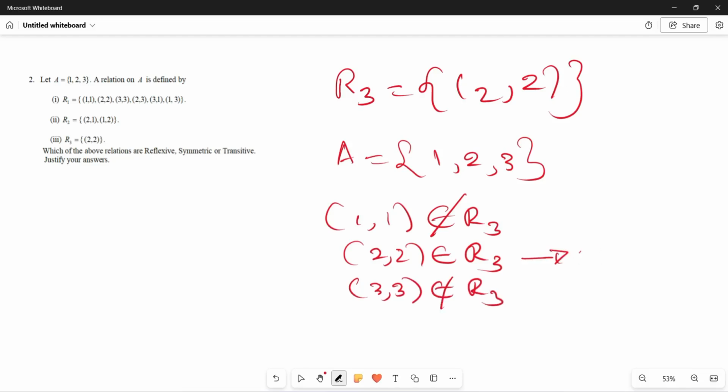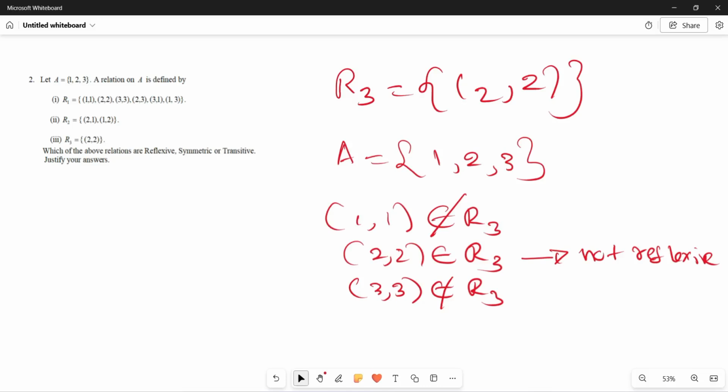Therefore this is not reflexive. As I told, if even one is missing, you can't say it is reflexive. Okay, you have to have all the elements. You want to have the reflexivity for all the elements. Because there are 3 elements in set A, all those 3 pairs should be available in the relation. Okay, so it is not reflexive.